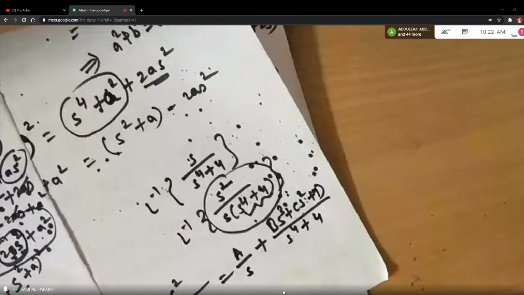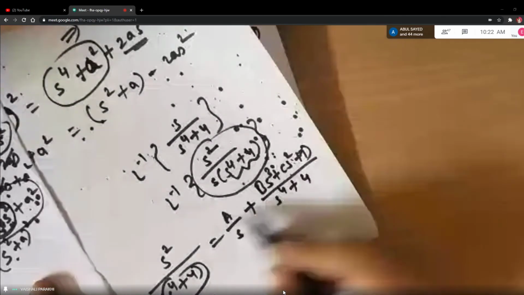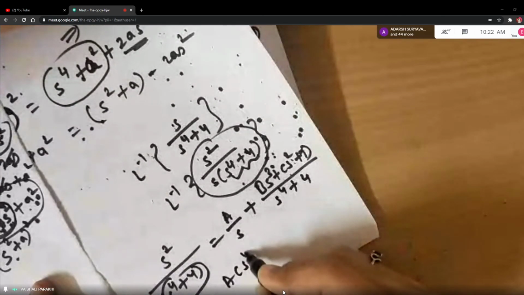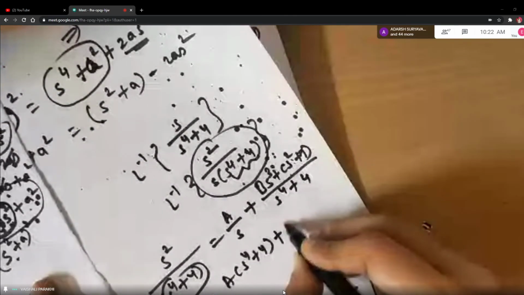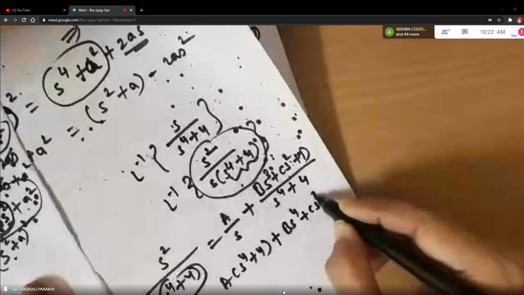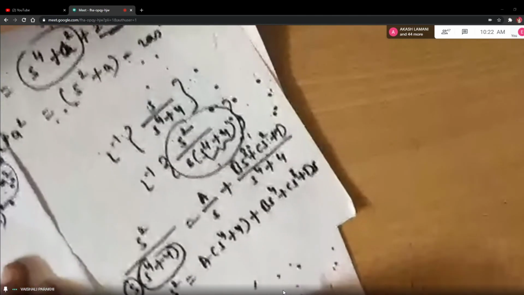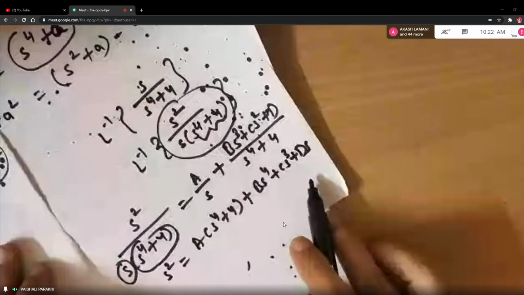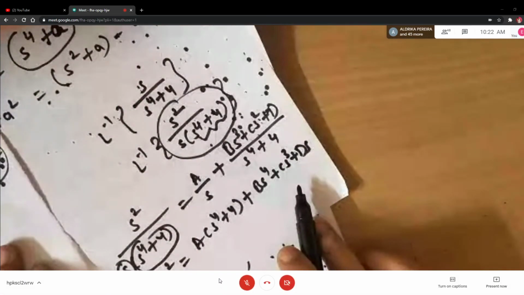Yeah. And then S square will be equal to, by cross multiplication, A into S raised to 4 plus 4 plus cross multiplication of this, so it is BS raised to 4 plus CS cube plus DS. Correct, no? Yes, and then get values of A, B, C, D. Is it becoming easier? If yes, I'll then try, ma'am. This is not wrong. Yeah.